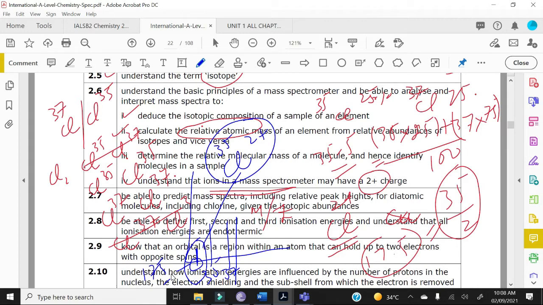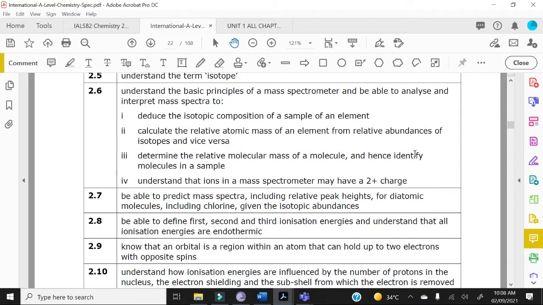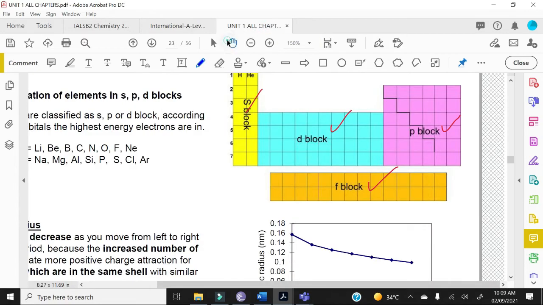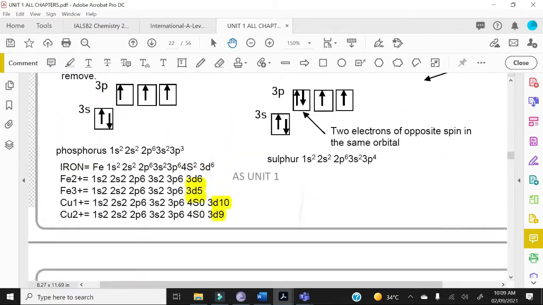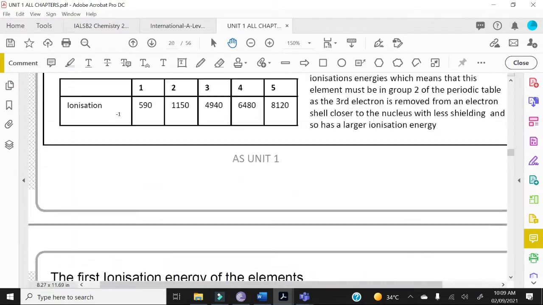Okay, so moving forward, understand the ions in a mass spectrum, explain this one. Be able to predict mass spectra including relative peak heights. We discussed that for diatomic molecules including chlorine, given the isotopic abundance. We discussed this part. Okay, but if you want to know about it a little bit more, I will show you this now. We discussed about this part, chlorine also. We talked about it.